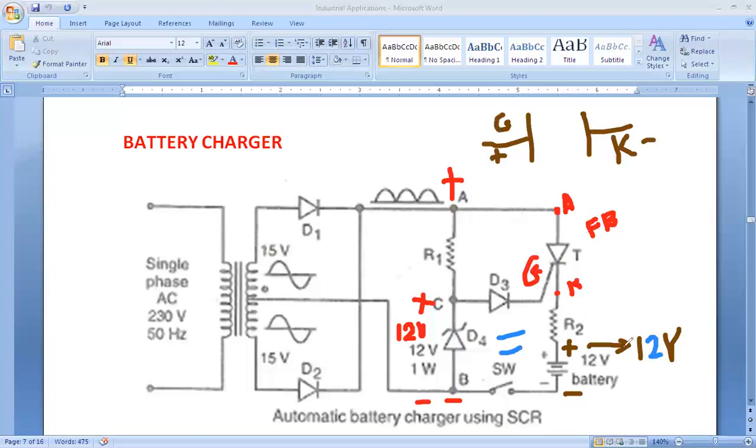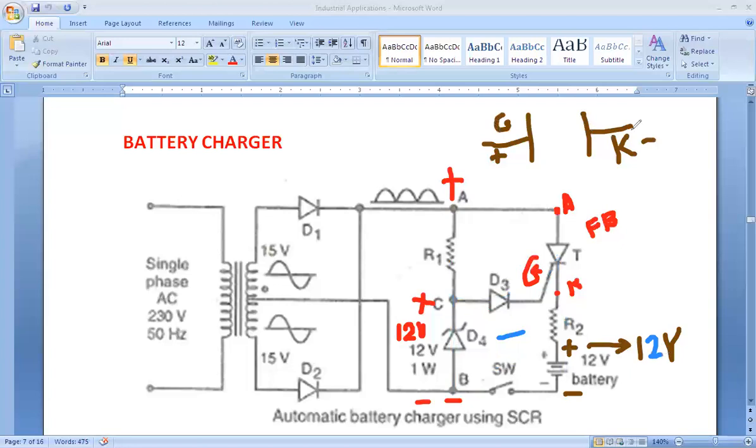Again, if this voltage level reduces to some value, let's say 11 volt, then again current starts flowing from Zener diode terminal C to the diode D3, then gate, cathode, R2, battery, switch, and the diode. Right. So if again 12 volt develops in the circuit, then again the current stops flowing. So this is all about the automatic battery charging circuit.